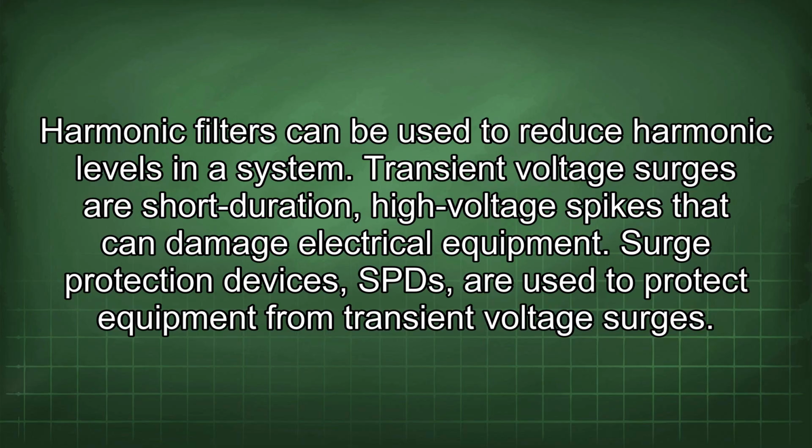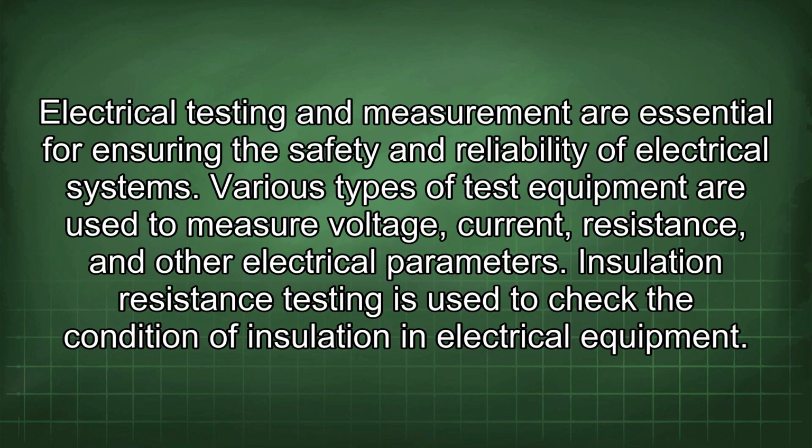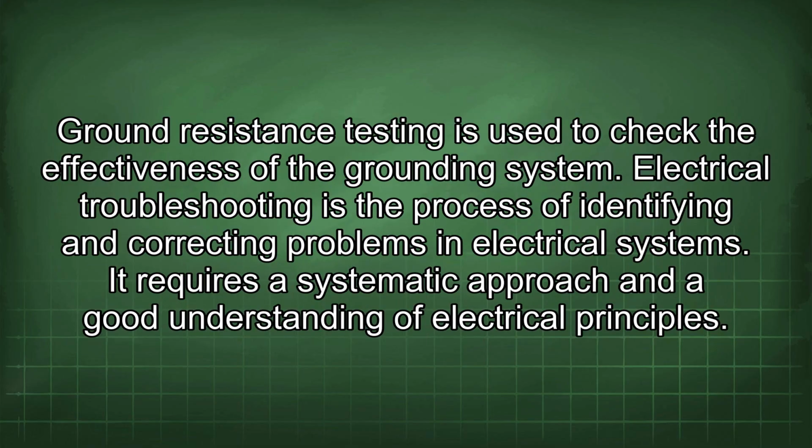Transient voltage surges are short-duration high-voltage spikes that can damage electrical equipment. Surge protection devices, SPDs, are used to protect equipment from transient voltage surges. Electrical testing and measurement are essential for ensuring the safety and reliability of electrical systems. Various types of test equipment are used to measure voltage, current, resistance, and other electrical parameters. Insulation resistance testing is used to check the condition of insulation in electrical equipment. Ground resistance testing is used to check the effectiveness of the grounding system.